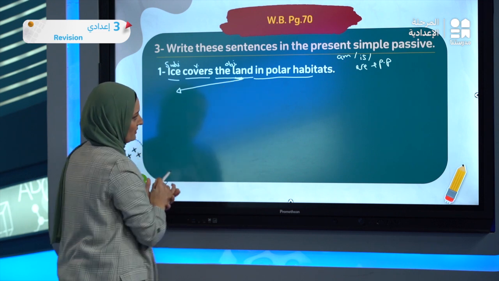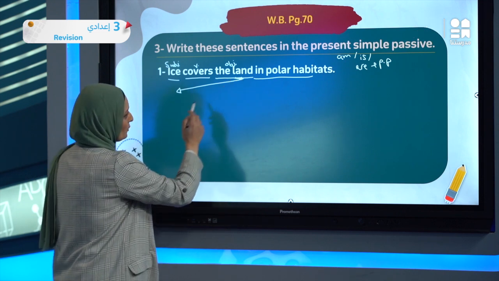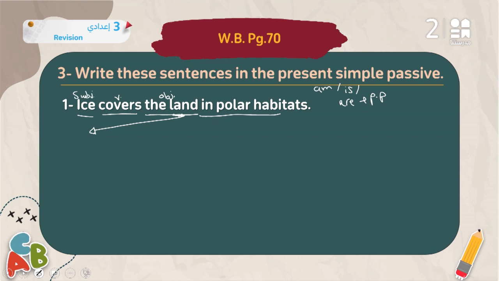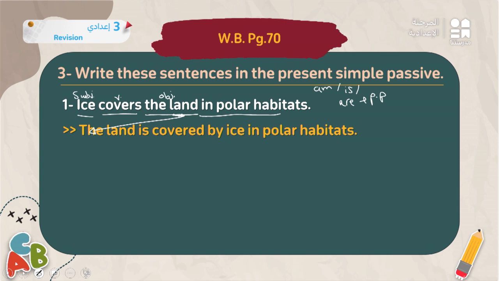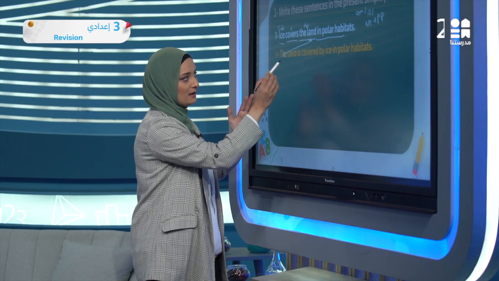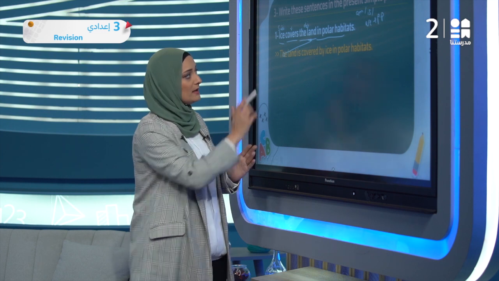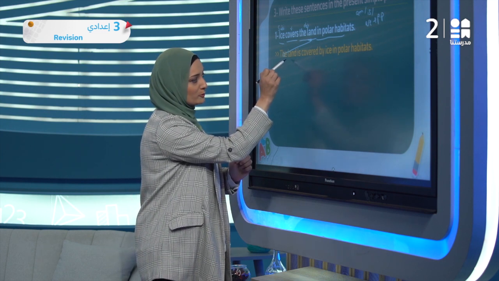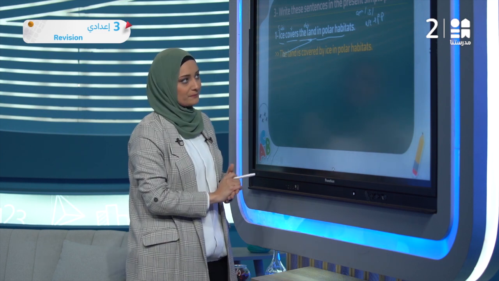أركز على الobject. is and the past participle of verb cover is covered، لأنه cover is a regular verb so it takes ed. is covered وبعد كده هقول the land is covered by ice in polar habitats. ممكن كده أو the land in polar habitats is covered by ice. الإجابتين سواء أنا هخلي in polar habitats في الآخر أو هخليها بعد the land it's okay as long as إني مركزة إنه الأوبجكت بتاعي هو land وهو singular.